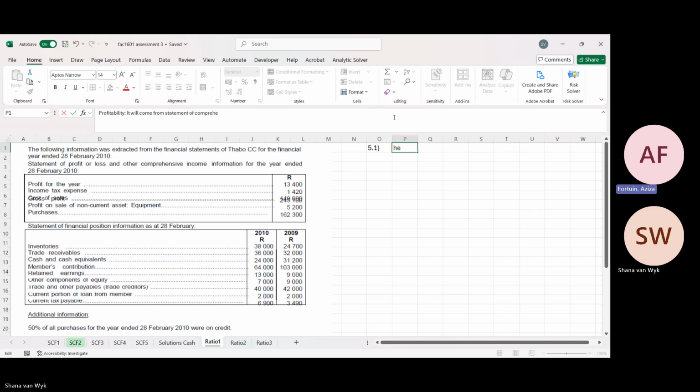Sometimes I would say give the profitability ratios, but then they don't mention it. Then you don't know. That's true.